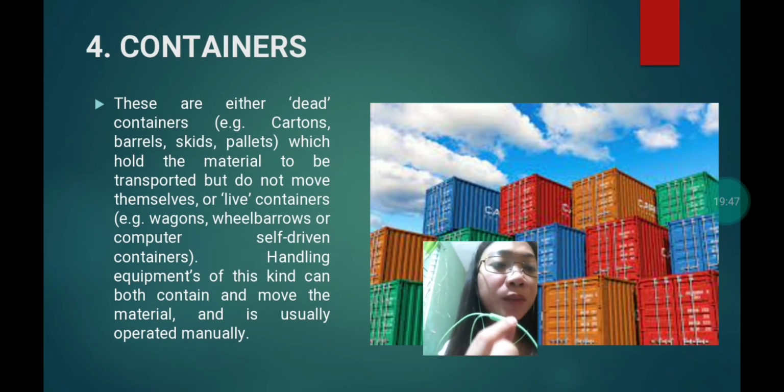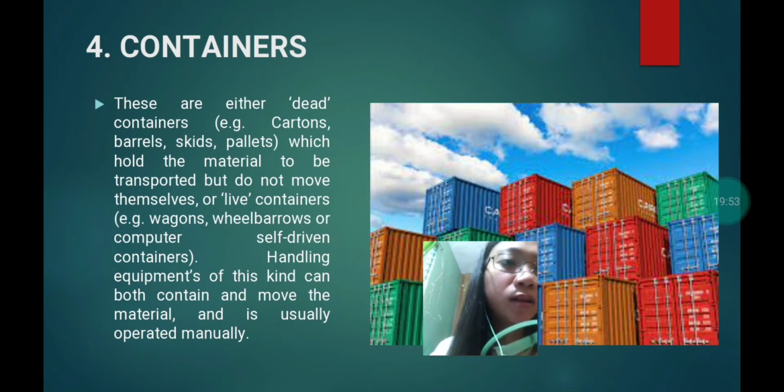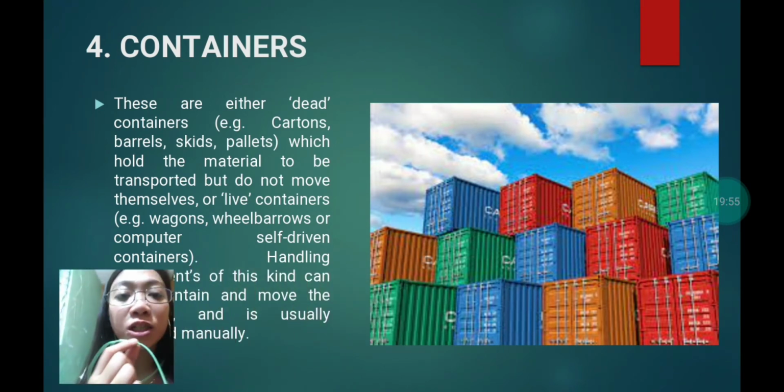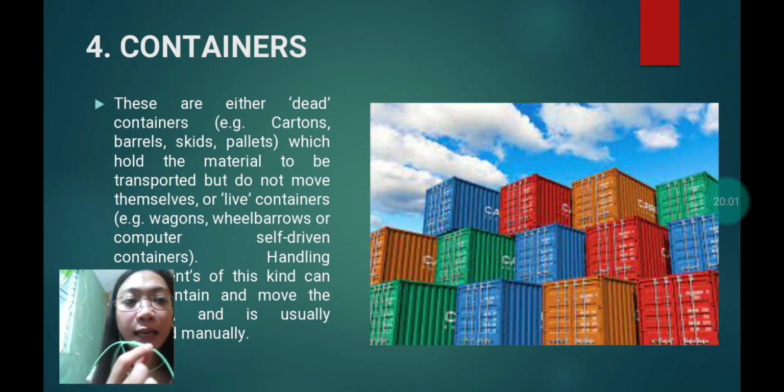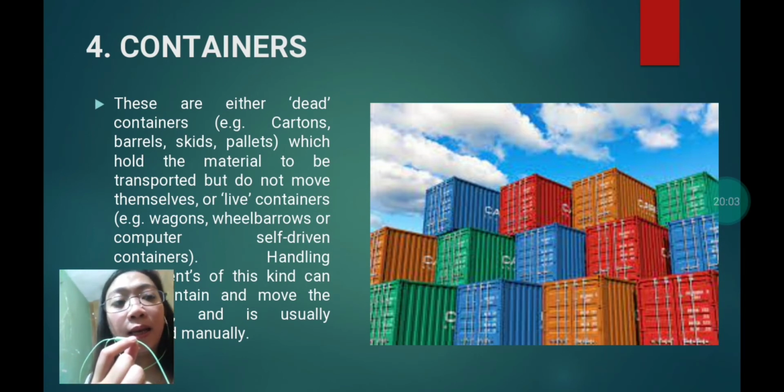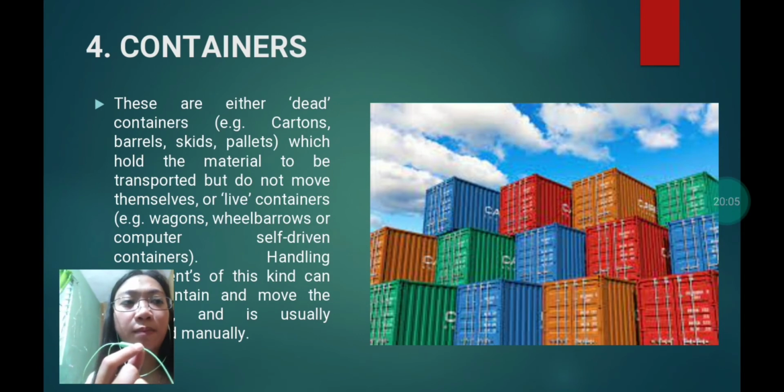So, computers can be considered as fragile. Kasi pag nasira yun, wala na siyang purpose, hindi na siya magpa-function. So, kailangan siya naka-containers, meron siyang sariling lalagyan para safe po siya.